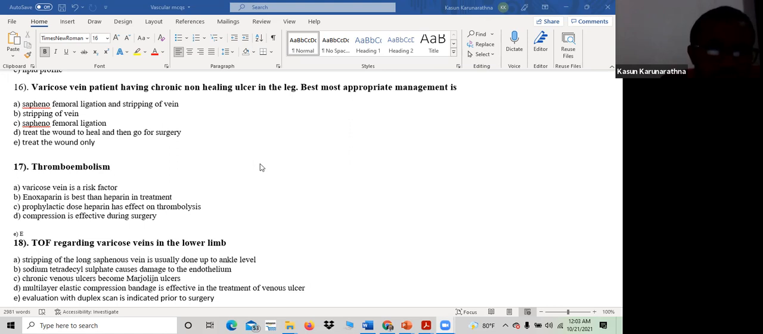Prophylactic dose heparin has an effect on thrombolysis. That is false, right? They don't have an effect on thrombolysis. Compression is effective during surgery. That is true. I think for enoxaparin, no one says it's best.